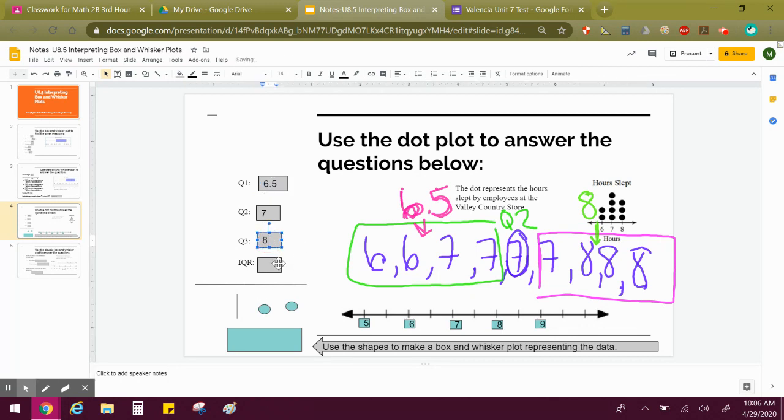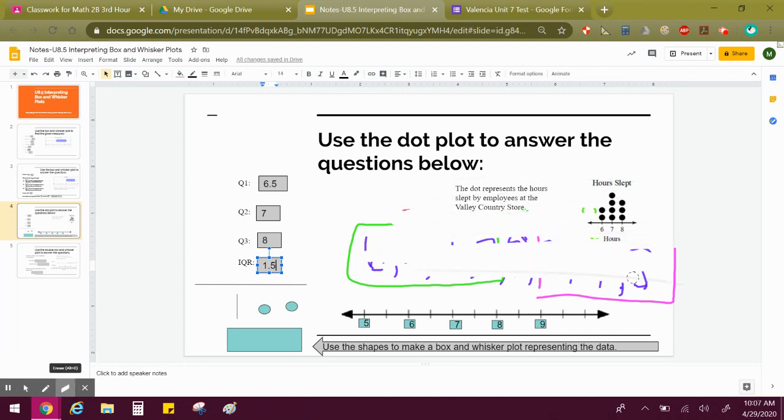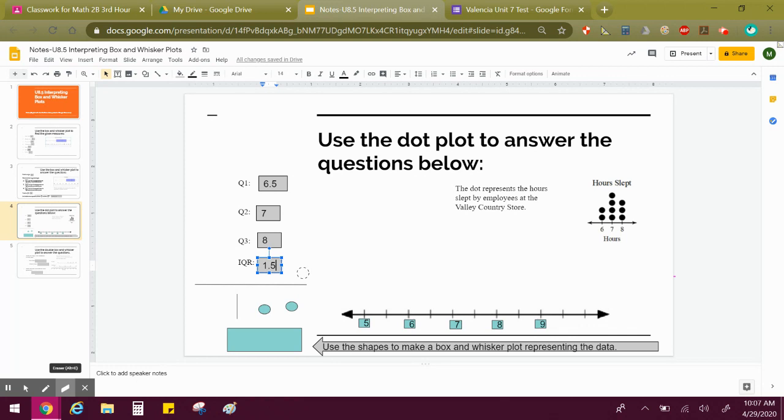My interquartile range, that's taking Q3 minus Q1, so 8 minus 6.5, that's going to be 1.5. And now my last step is going to be to make a box and whisker plot for this data. So just like I did in my other assignment, I'm going to take these shapes over here to make the box and whisker plot, and I have all the numbers that are going to tell me how to make that.